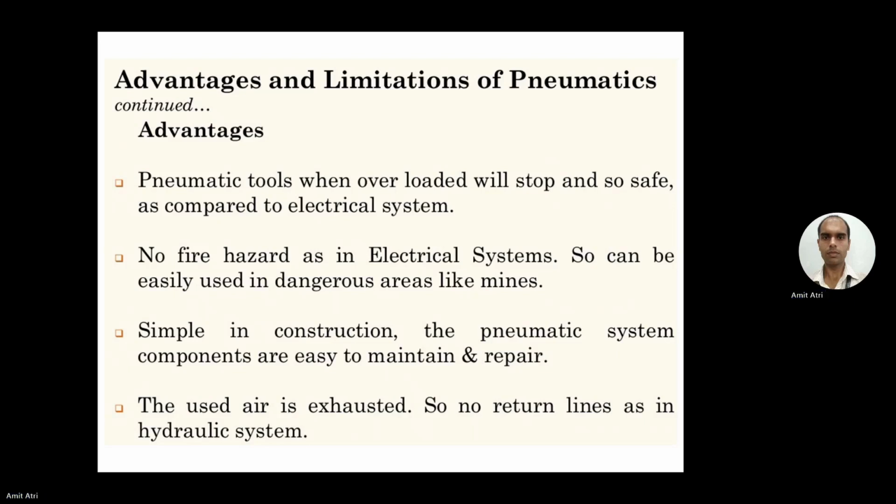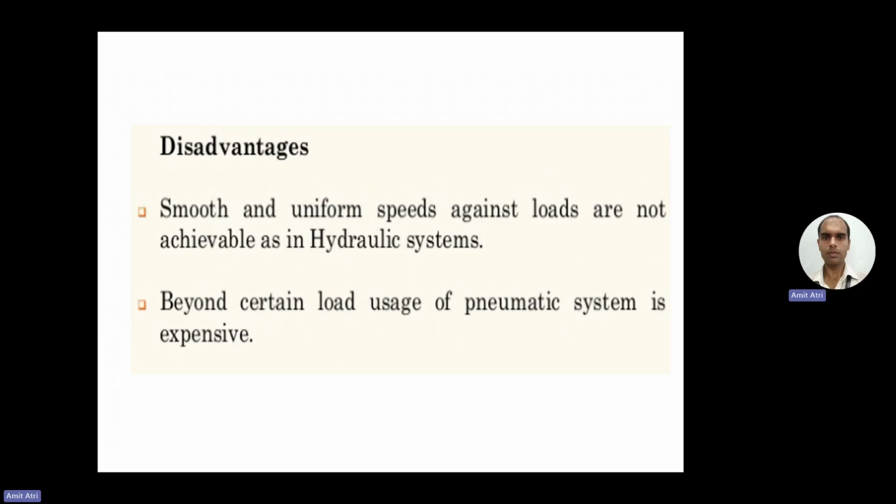They are simple in construction. The pneumatic system components are easy to maintain and repair, and since they use air, we don't need a return path. Air we can freely release into the environment after our required task is done. So a return path for air is not needed.